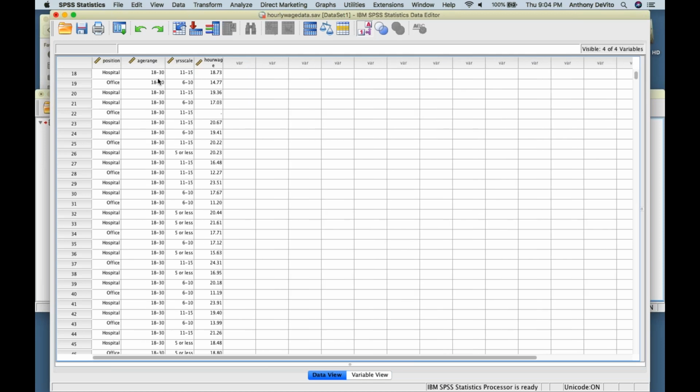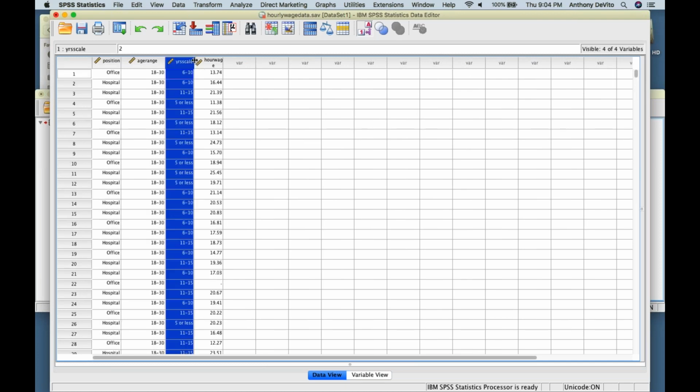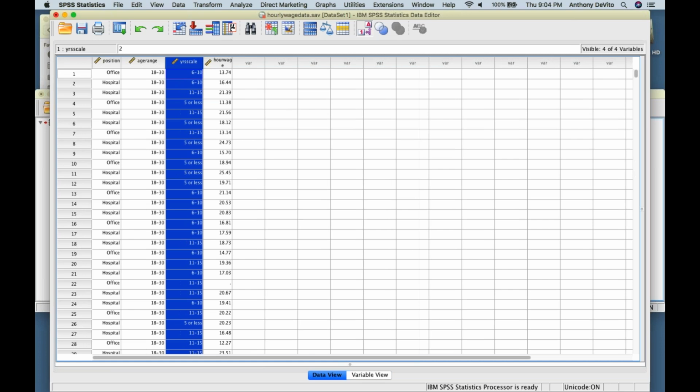It's a categorical variable. It's ages, but the ages are broken up into categories. And I can see one category is 18 to 30, and it looks like there's 31 to 45. So it looks like there's at least two, maybe three or more categories. Next is years scale. I guess that's years of experience, for instance, 6 to 10, 11 to 15, and so on and so forth. And then finally, there's the hourly wage.